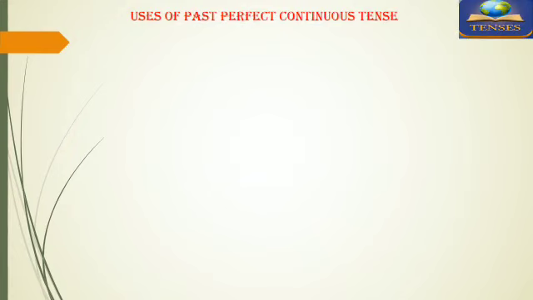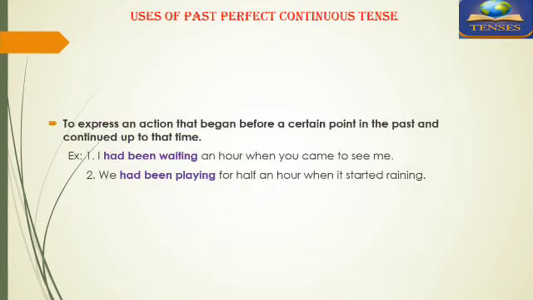Uses of past perfect continuous tense. To express an action that began before a certain point in the past and continued up to that time. Example: I had been waiting an hour when you came to see me. The action began before a certain point in the past. Already from morning I was waiting till when they come. So it continued up to that time. In that time we can use the past perfect continuous tense to show that I had been waiting an hour when you came to see me.